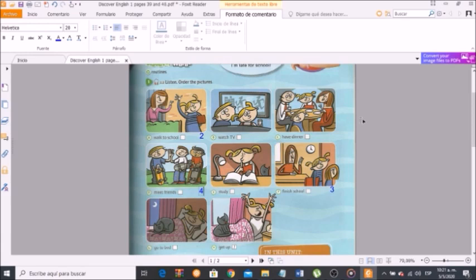Picture number five is have dinner. And be careful here. Have dinner means cenar. Almorzar is have lunch. Okay, picture number six. Very good. Watch TV. What about picture number 7? Very good. Study. And then the last thing that she does is going to bed. So this is picture number 8.